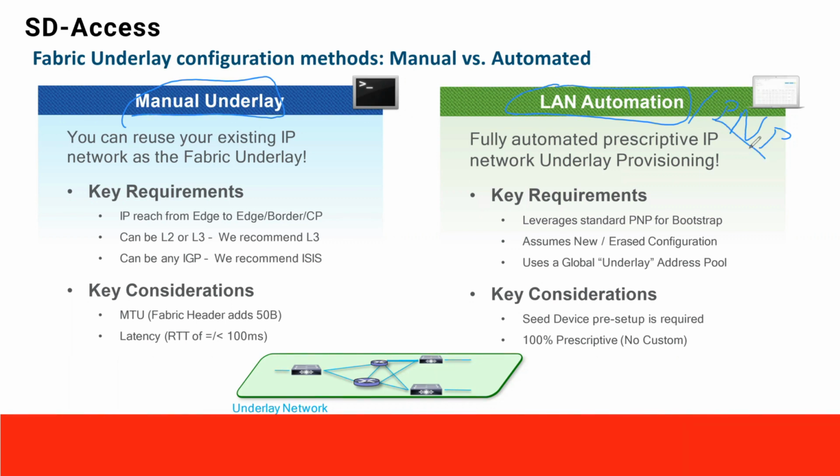You might be familiar with this in the SD-WAN as well, because this PNP feature is used in SD-WAN as well to automate the process of configuration, the vanilla configuration. So the advantage in manual underlay is you can reuse your existing IP network as the fabric underlay. Now, as I discussed, if you already have this specific connectivity running a traditional network, you can straight away reuse it and then directly form an overlay which will connect these devices.